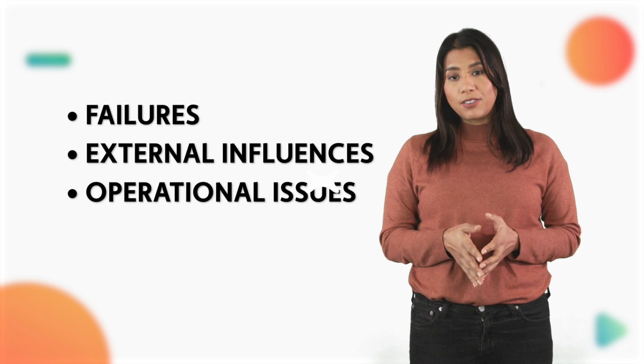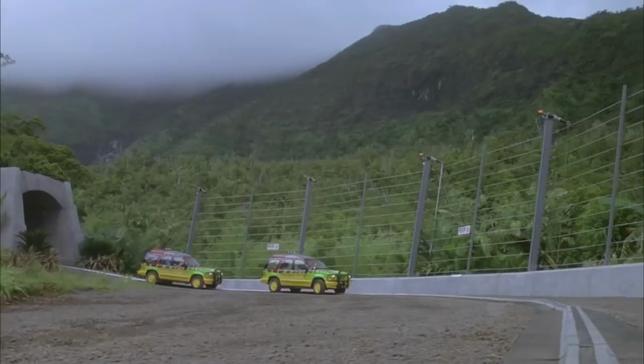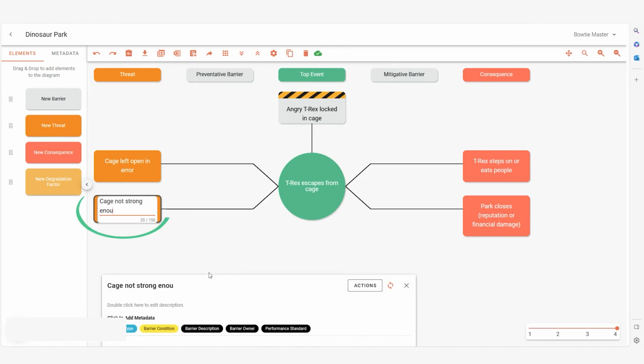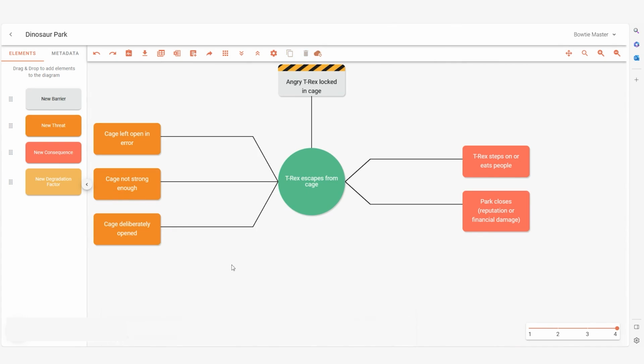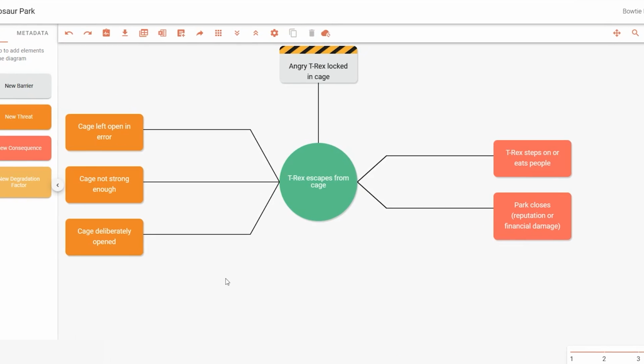For example, in our scenario, the cage may be left open in error by the park rangers. The cage itself might not be strong enough to contain the T-Rex. The cage could be deliberately opened by some of the suspicious characters. Now, you can really see the bowtie diagram start to take shape. Let's move on to the next step.